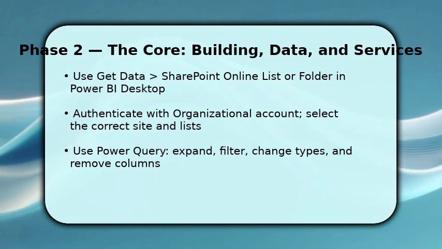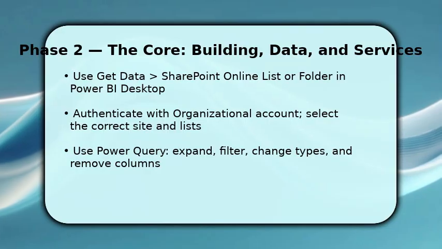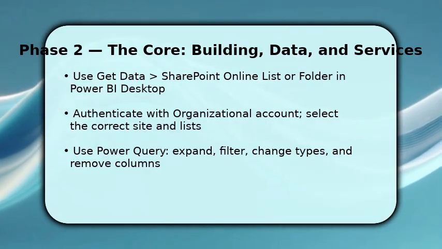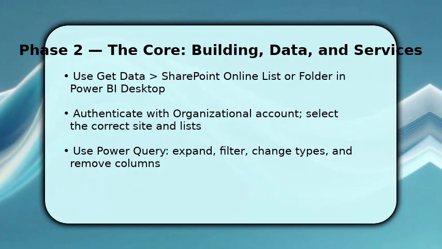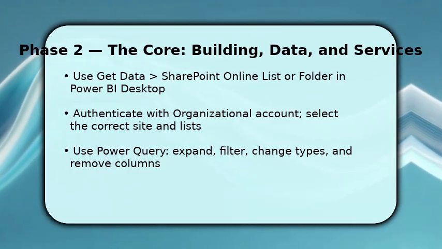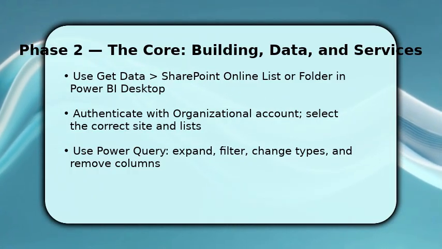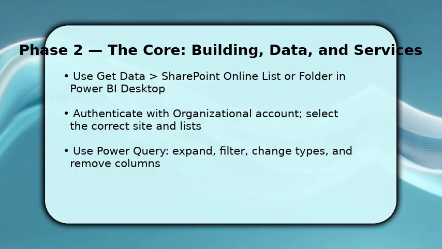You open Power BI Desktop, choose Get Data and select SharePoint Online List or Folder, then paste the site URL. This locates lists or files. Authenticate with your organizational account. If you hit multi-factor prompts, complete them to proceed.